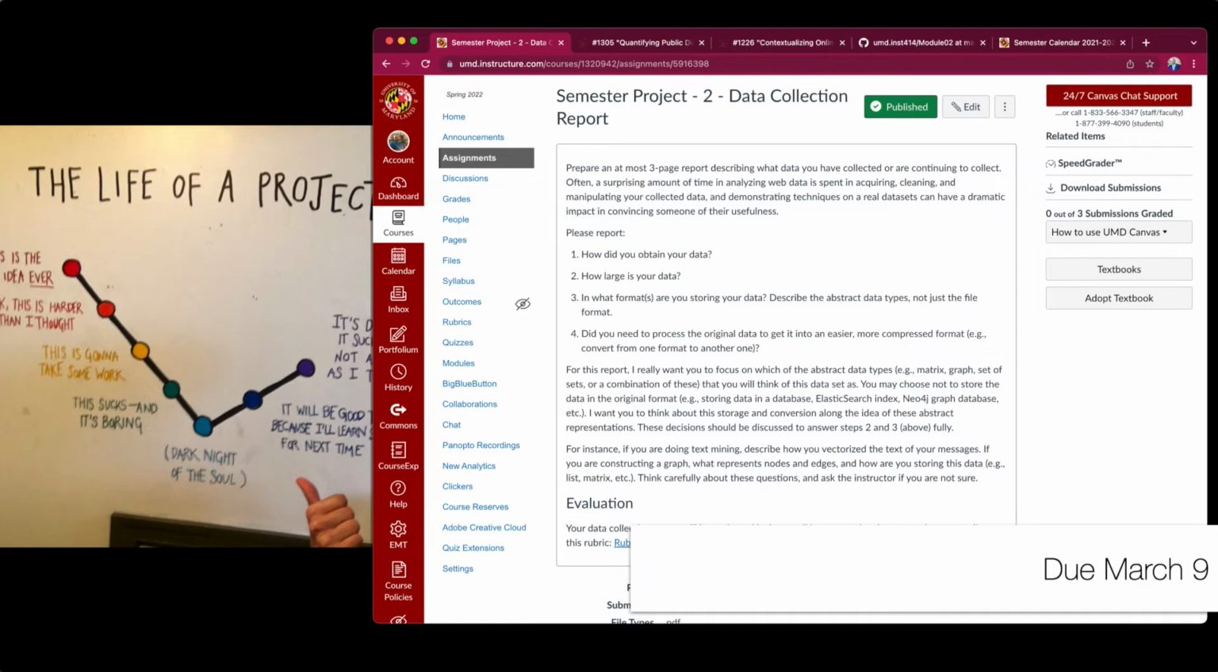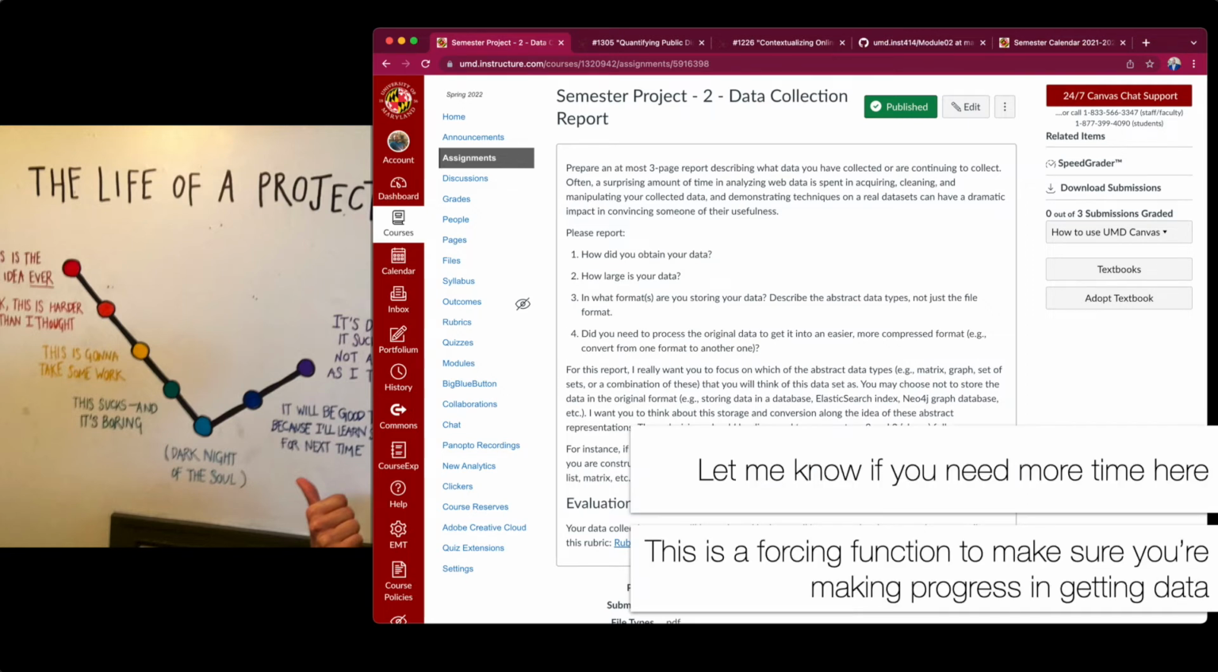The main thing here is the data collection report's a forcing function to make sure that you've collected some amount of data. So as long as you've got some amount of data and you answered some of these questions, you should be in good shape. If you need more time here, please let me know.